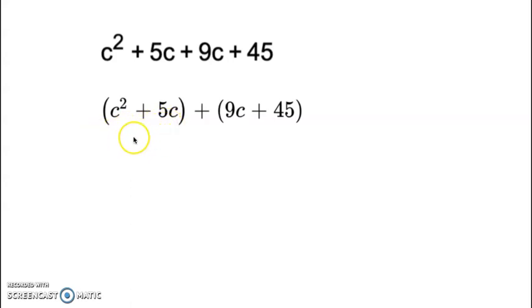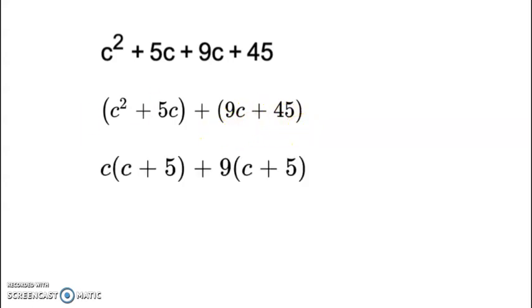So the GCF of the first two terms is C. The GCF of the second two terms is 9. Now, between these, there is a GCF of C plus 5. I factor that out, and I'm left with C plus 9. So C plus 5 times C plus 9 is my answer.